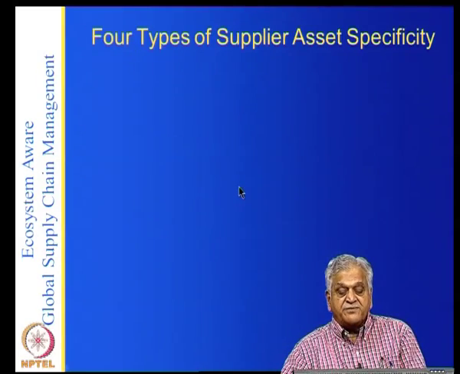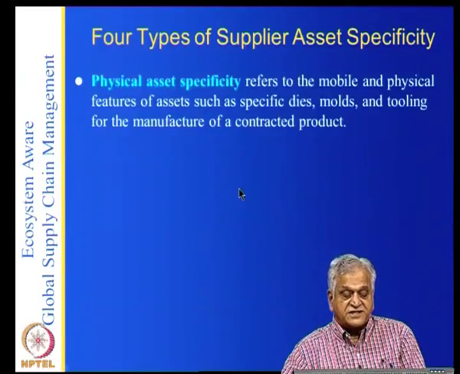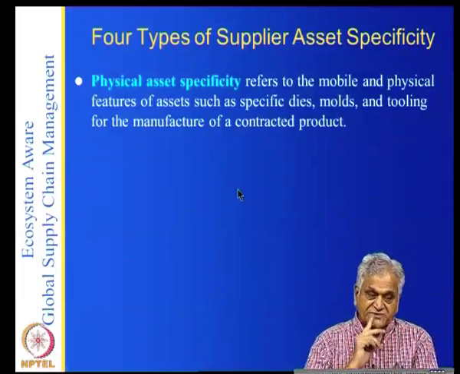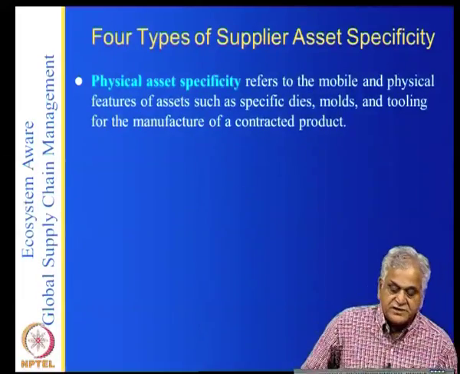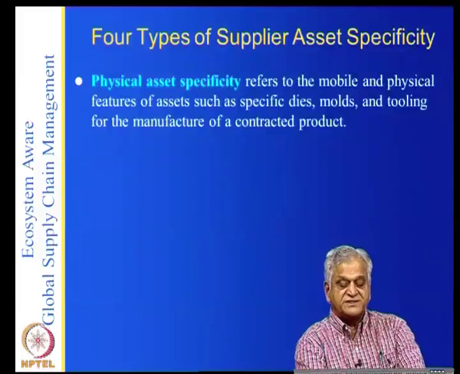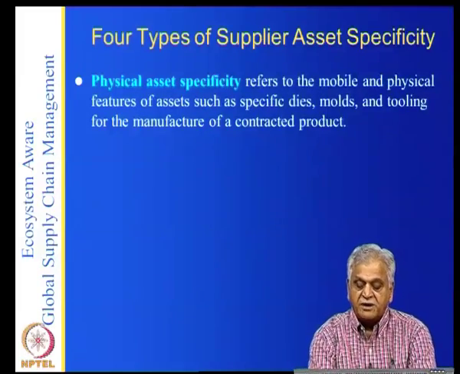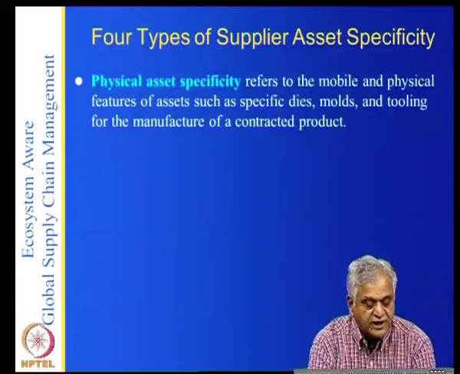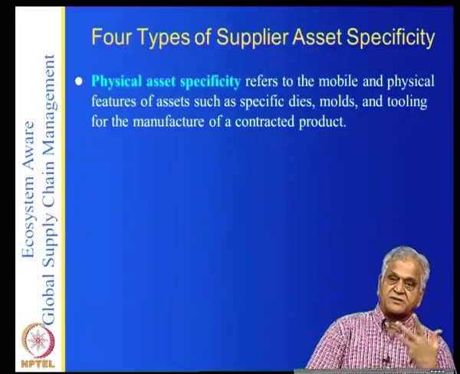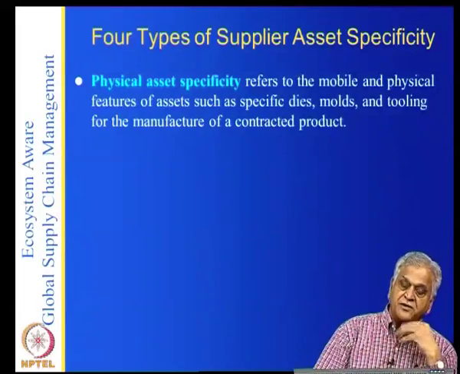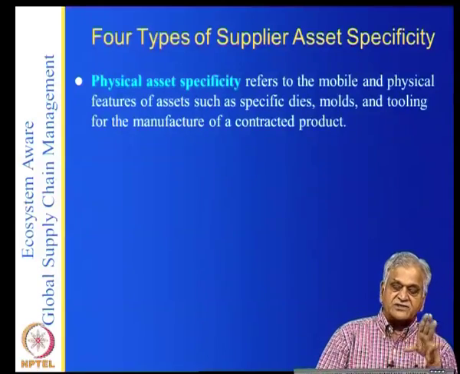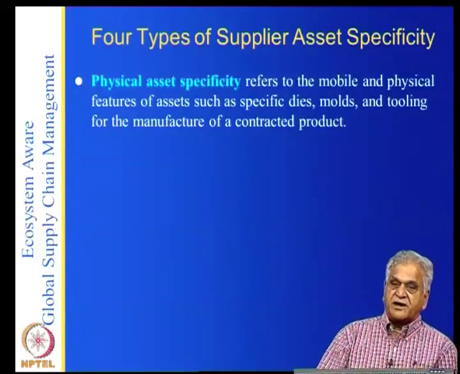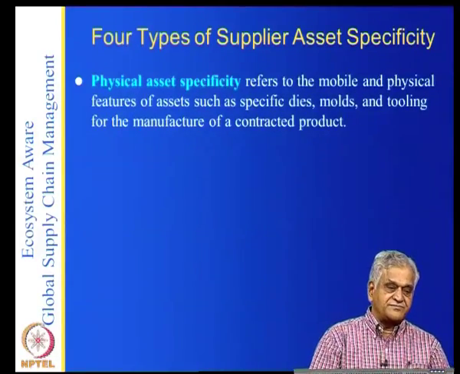So, four types of asset specificity. When you are looking at asset specificity, physical asset specificity refers to the mobile and physical features of assets, such as specific dies, molds, and tooling for manufacture of the product. So a manufacturer wants a particular product to be supplied from a supplier.